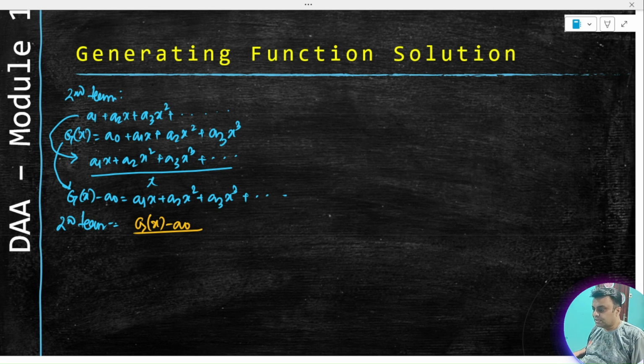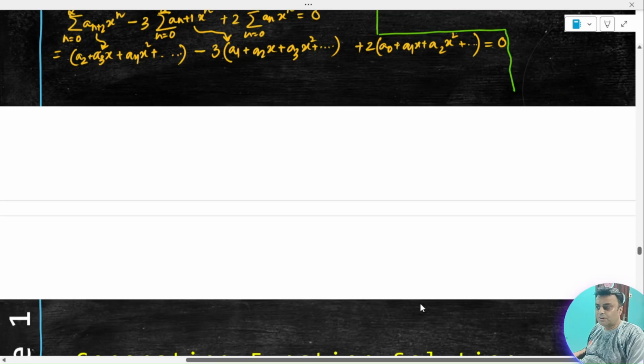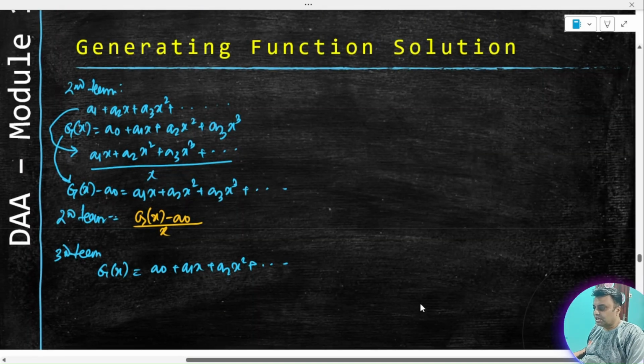Right? So you can write this as (gx minus a0) divided by x. So what will be your third term? The third term is actually already equal to gx, because the third term is a0 plus a1x plus a2x square plus dot dot dot. If you go back and see the third term, this is what it is, a0 plus a1x plus a2x square, which is already in the format of gx.